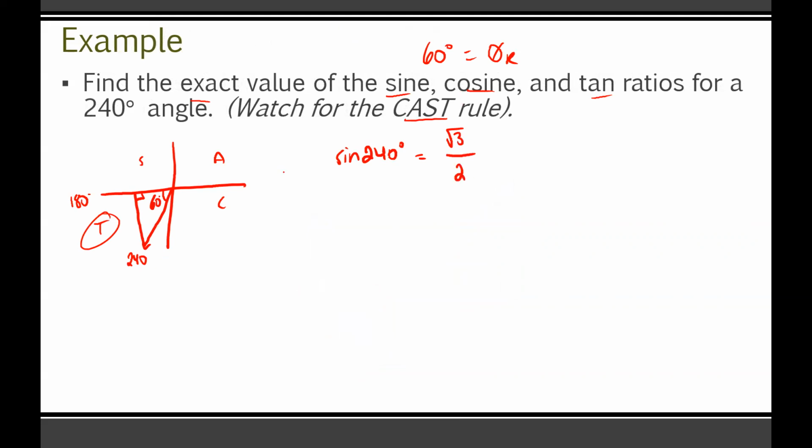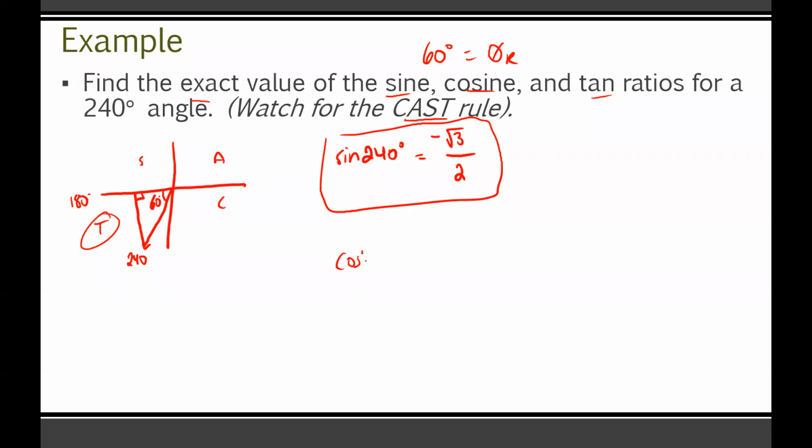Watching the CAST rule, though, this is where the CAST rule comes into play. Notice tan is the only thing that should be positive here. Let's just stick a negative on this, just for good measure. So sine 240 degrees will equal negative √3 over 2. If you don't believe me, check it in your calculator. Literally press sine 240 degrees, and then press enter. And then also after that, go negative √3 over 2, and it should give you the exact same answer. So there's one of them right there.